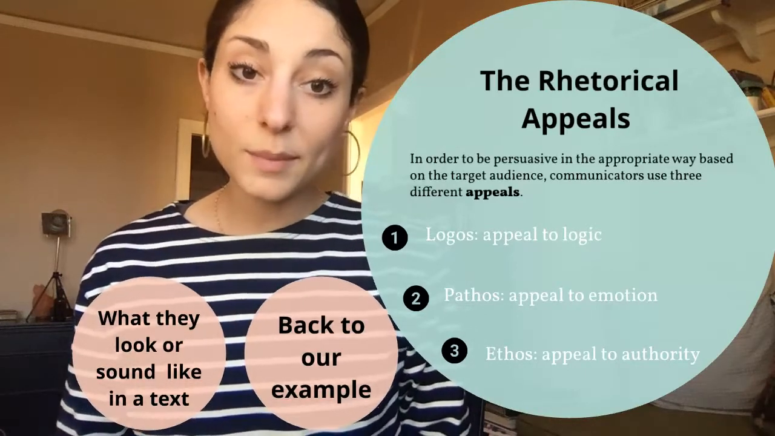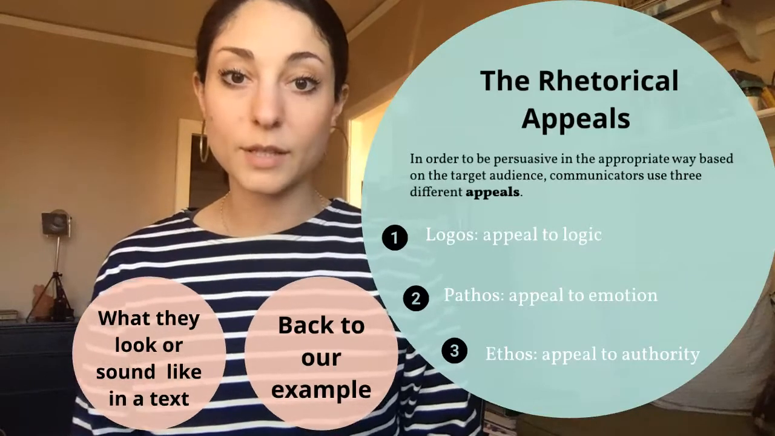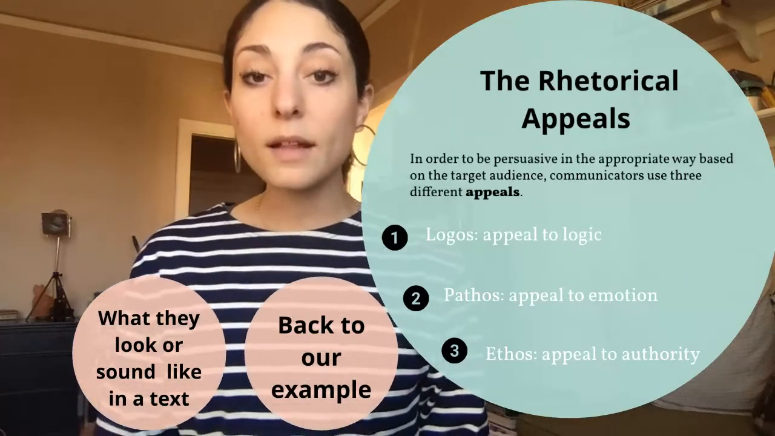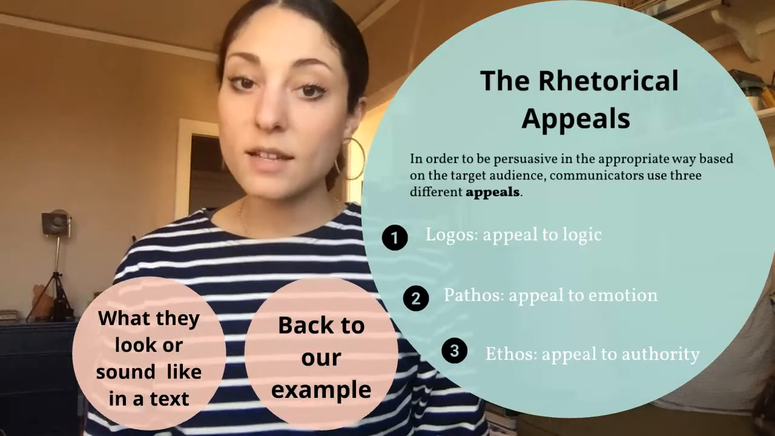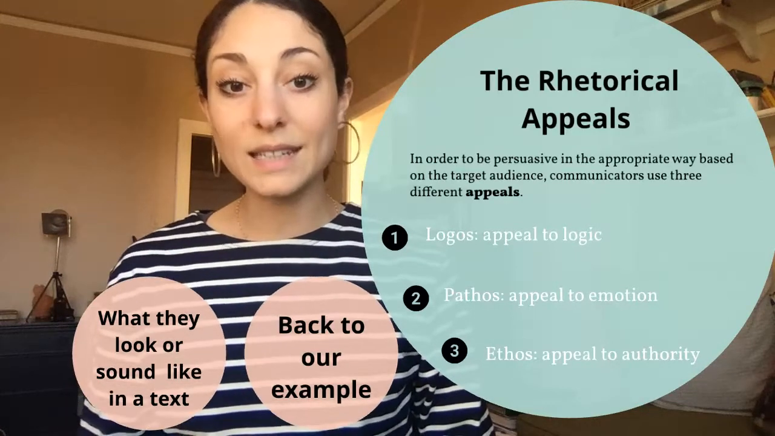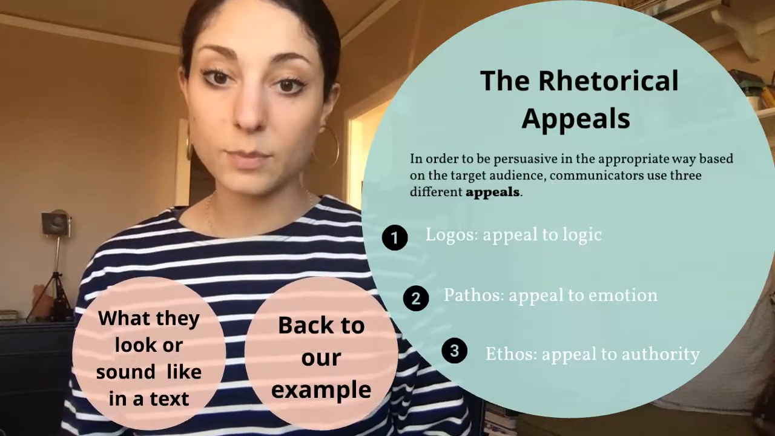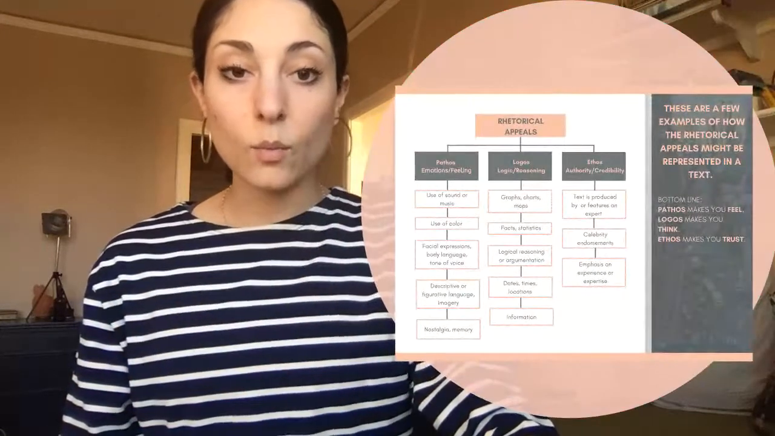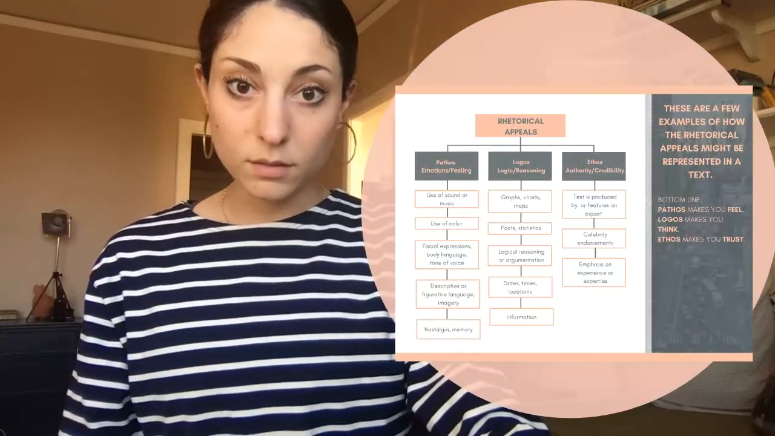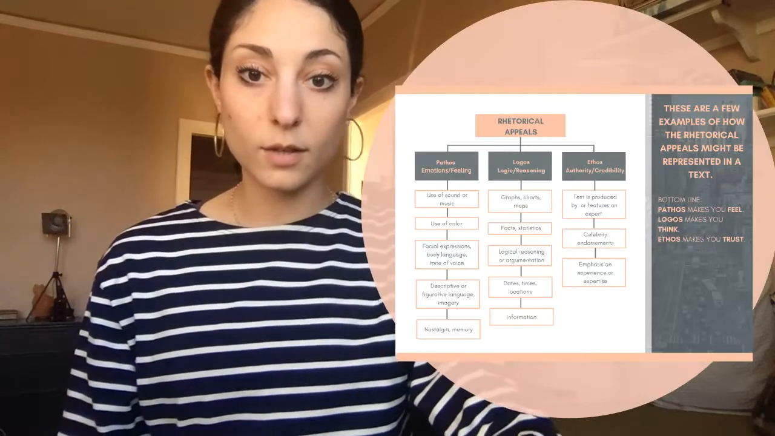So some elements are going to be a logos appeal, which means an appeal to a person's logic. Some elements will be a pathos appeal, which is an appeal to emotion. And some will embody an ethos appeal, which is an appeal to authority. And I'll explain those a little bit further. We want to think about what kinds of elements those embody in different kinds of texts. So let's look a little bit closer at that chart.